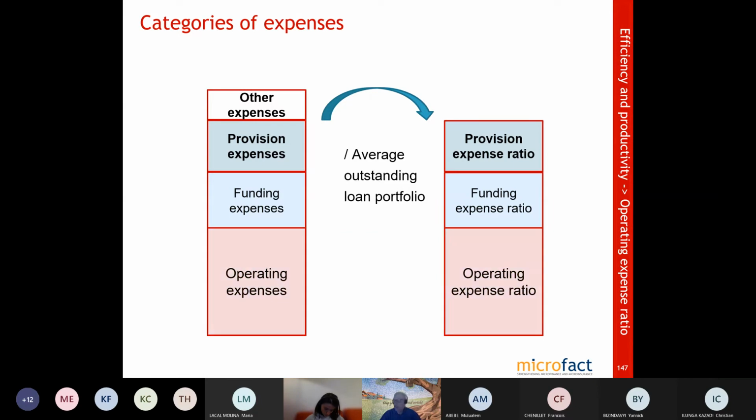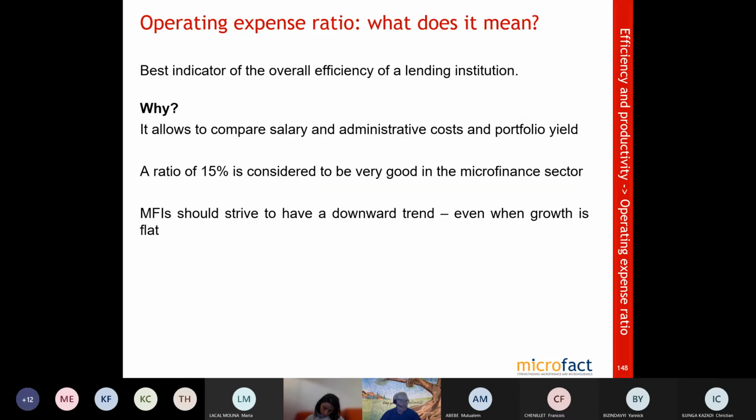So here we are focusing on the operating expenses. By dividing it, we have the operating expense ratio. It's the best indicator for the overall efficiency of a lending institution because it allows you to compare salary and administrative costs and portfolio yield.